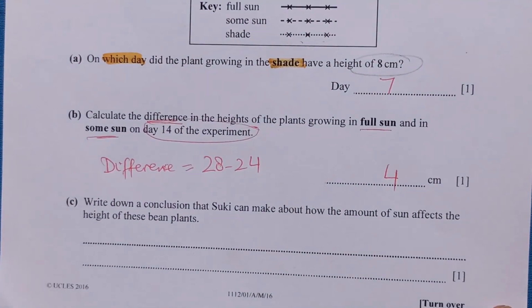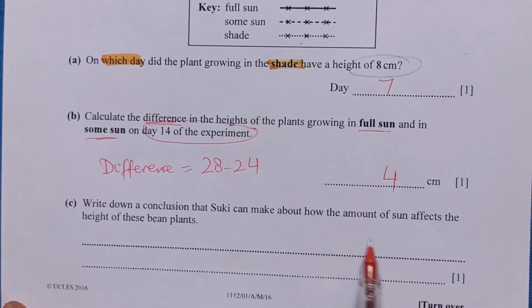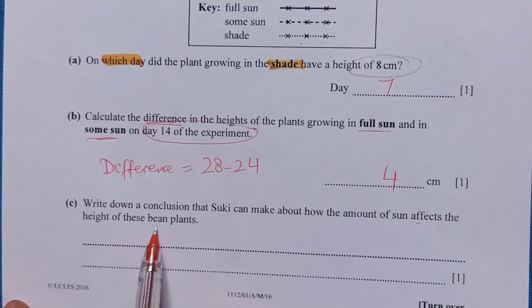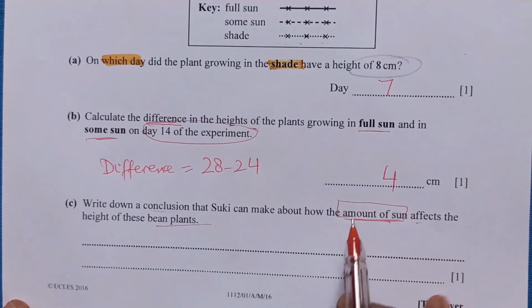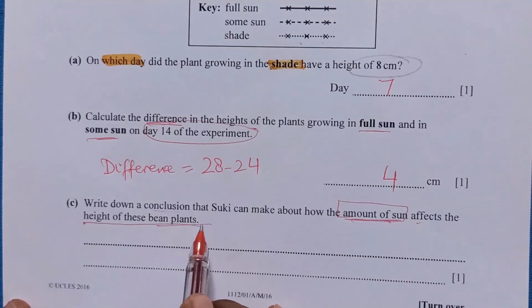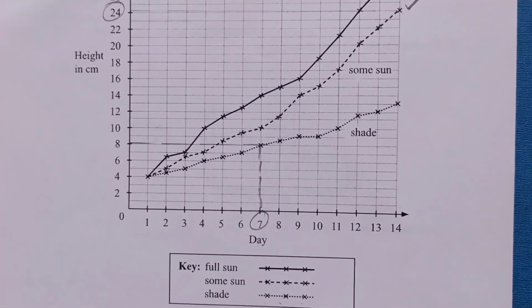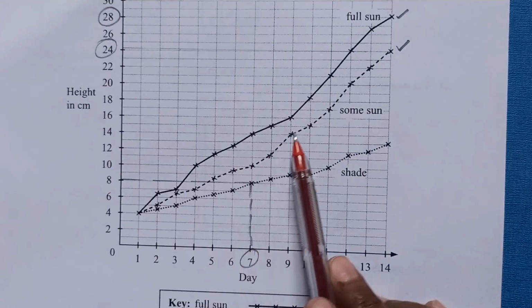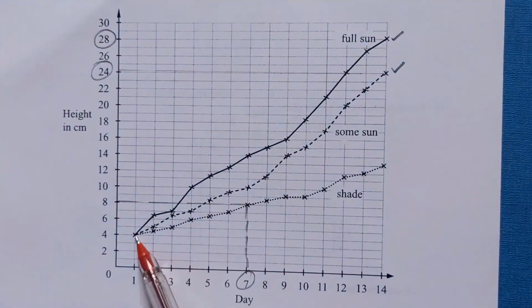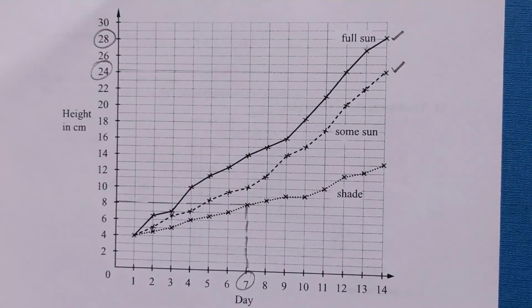Now part C. Write down the conclusion that Suki can make about how the amount of sun affects the height of these bean plants. So we are looking for the conclusion that can be made, how the amount of sun. So we have two things, amount of sun affects the height of the bean plants. So amount and height. Now let's observe the graph again. So if you see, in shade, the height reaches up to only 12. Some sun, the height is up to 24. Full sun, the height is 28. So you can see as the sunlight is increasing, the height is also increasing.